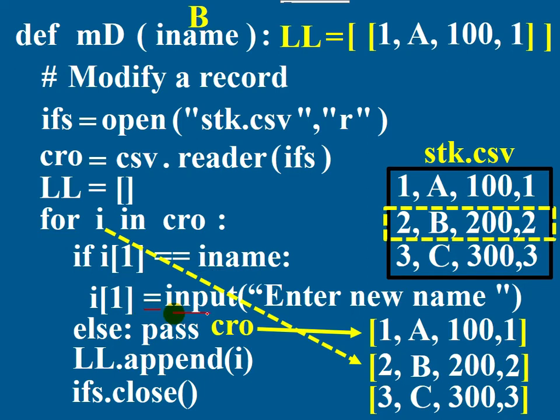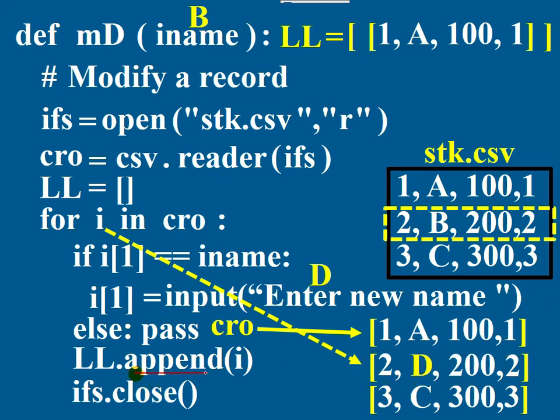Assignment operator means right hand side assigned to left hand side. Enter the new name from the keyboard. So instead of B, I want to give a new name that must be entered from the keyboard. Example taken D, and D is inserted at the I of 1. So this is I of 1. So this B is replaced with a D. So you can see the second row modified. The new item name comes here.